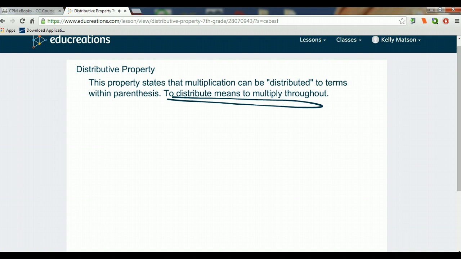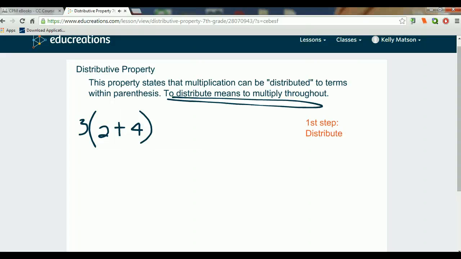So we're going to look at two examples right now to go over how distributive property works. Our first example is 3 parentheses, so that means multiplied by 2 plus 4. Now, we have two terms in this problem, the 2 and the 4. Those are both terms because they're separated by the addition sign. So we know that we need to multiply throughout. That means we need to distribute the 3. So that's going to be our very first step.